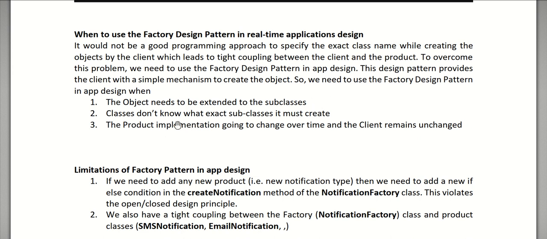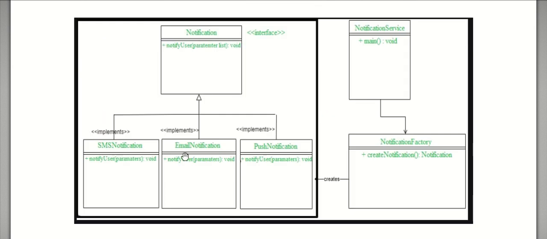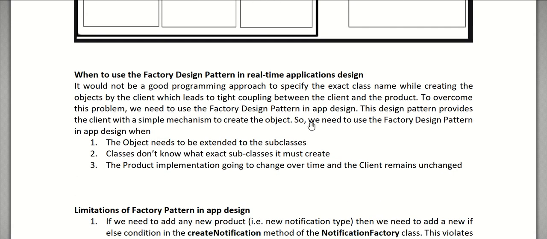Classes don't know what exact subclasses they must create. For example, if you see this consumer, our main class or our main method, it doesn't know what kind of object to create, whether SMS notification, email notification, or push notification. It doesn't know anything about it. But it knows that there is a factory and there are n number of subclasses inherited from a base interface or a base class. So in such scenarios, yes, we must make use of factory design pattern.